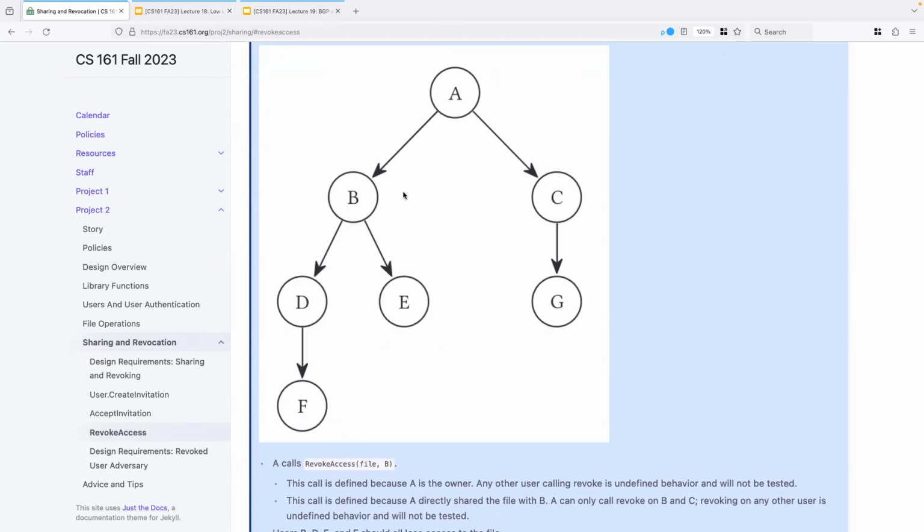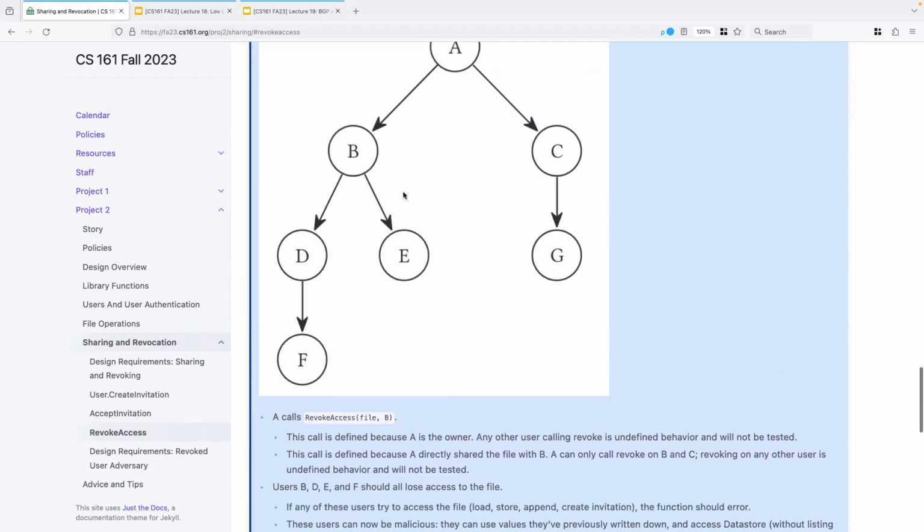So that is what I wanted to remind you. People miss it every semester and they always come to us like 3 weeks into the project. Oh, I didn't know only the owner can revoke. Only the owner can revoke. They can only revoke from someone they directly shared the file with. If you revoke from someone you directly shared the file with, everybody in that subtree loses access.